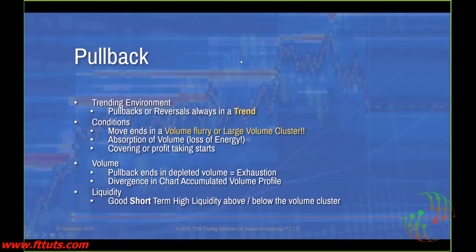Pullbacks, we talked about pullbacks. They are happening in a trending environment. Pullbacks or reversals always happen in a trend. A move ends in a volume flurry or large volume cluster. Absorption of the volume happens, that means loss of energy. Covering or profit taking starts. The pullback ends in depleted volume, that means exhaustion. Divergence in the chart accumulated volume profile, and this is a good short term. We should find liquidity, good short term high liquidity, above or below the volume cluster.